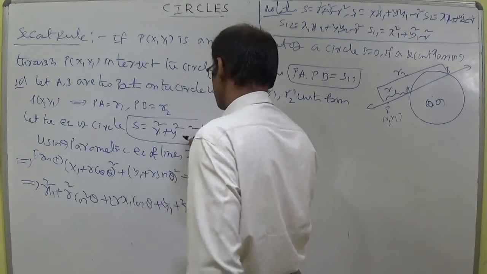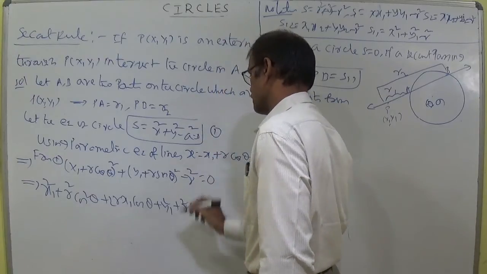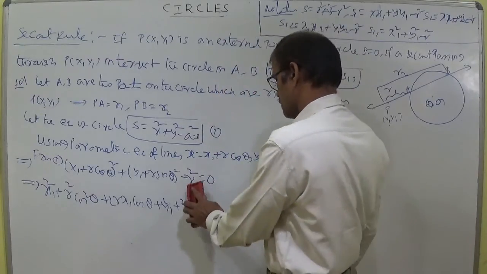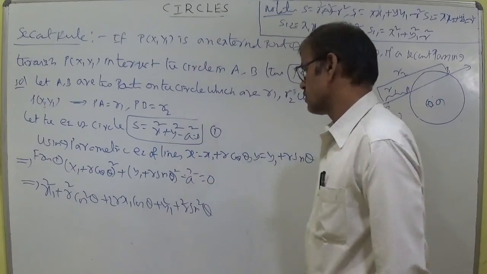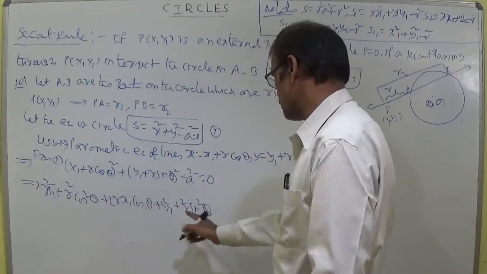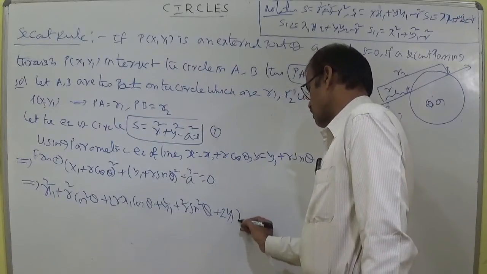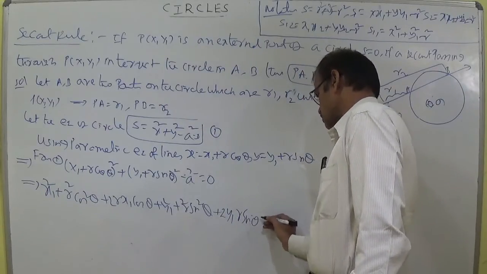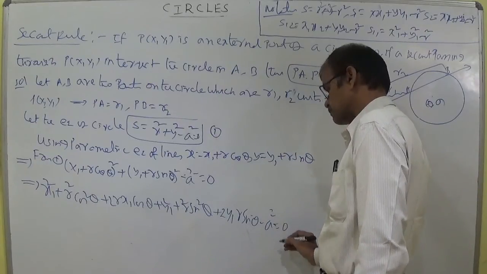If you take here x square plus y square minus a square equal to 0, here we can write minus a square. It is better. Now this is 2rx, a square plus b square plus 2ab model completed: r square sin square theta plus 2y1 r sin theta, minus a square equal to 0.